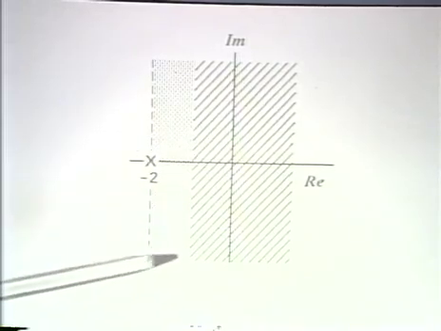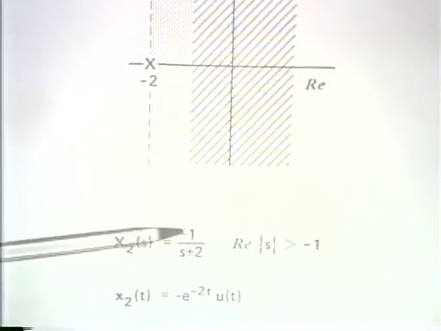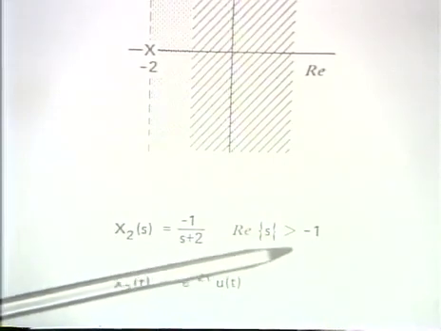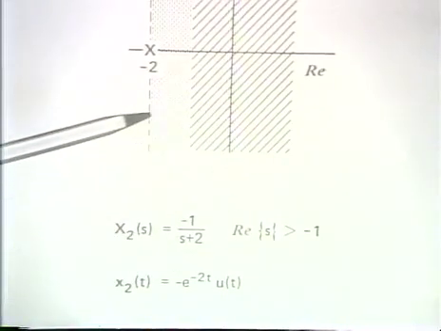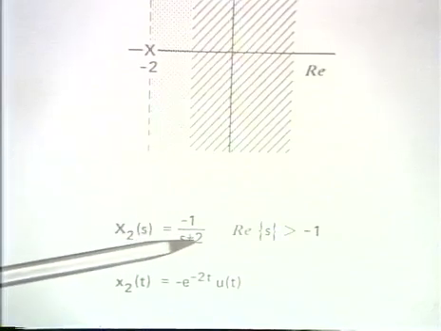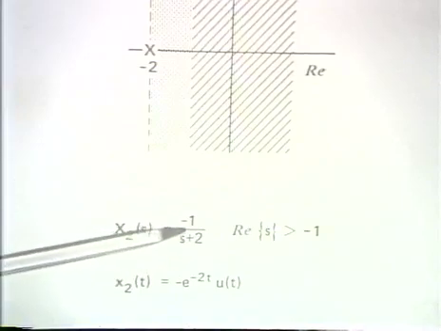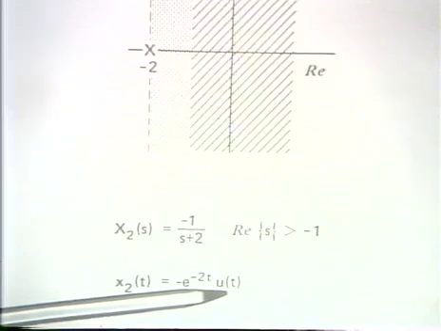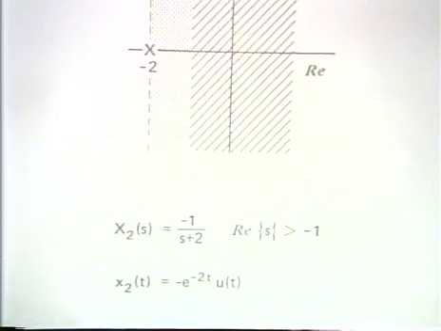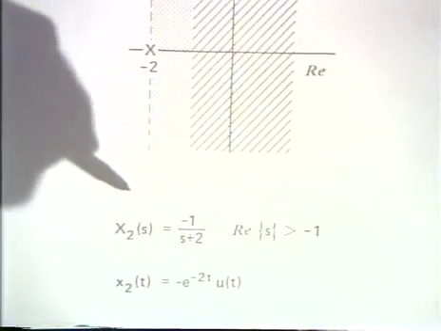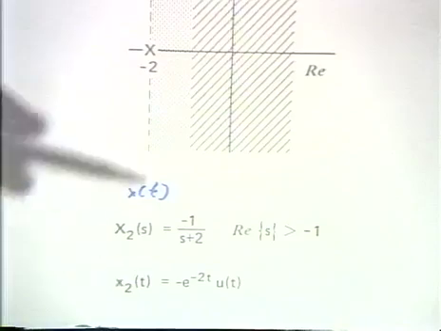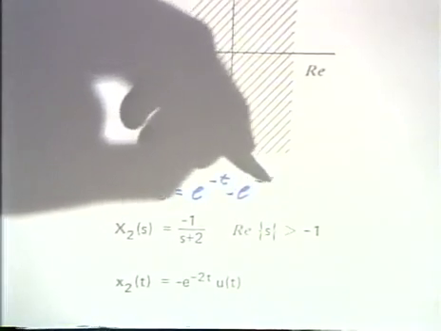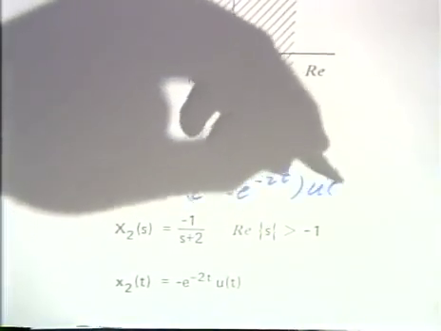And we now have an algebraic expression, which is -1 over s plus 2, the real part of s greater than -1, although in fact we can extend the region of convergence up to the pole. And the inverse transform of this is now, again, referring to the same example, minus e to the minus 2t times a unit step. And if we simply put the two terms together, adding the one that we have here to what we had before, we have a total inverse Laplace transform, which is that.